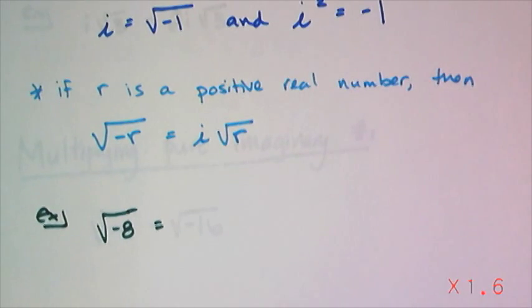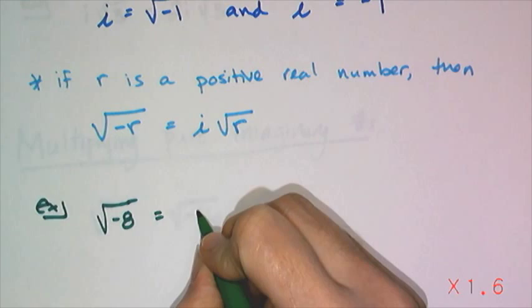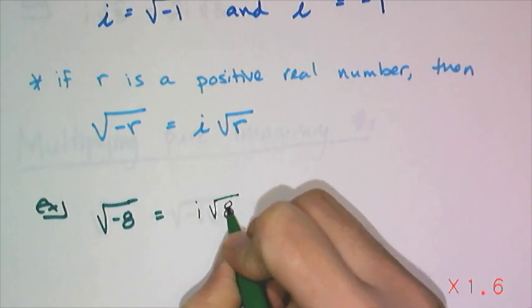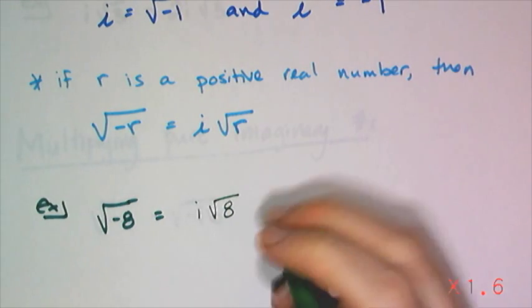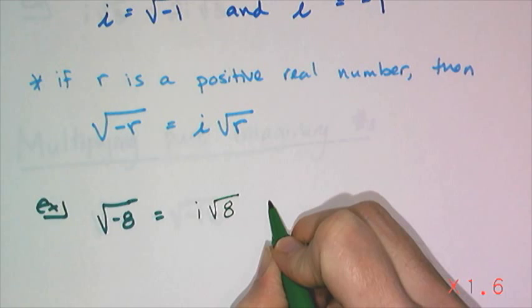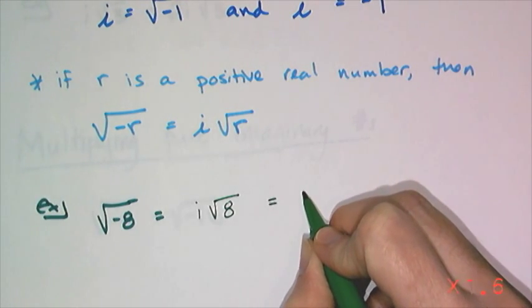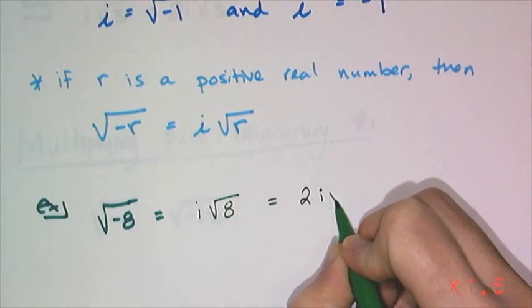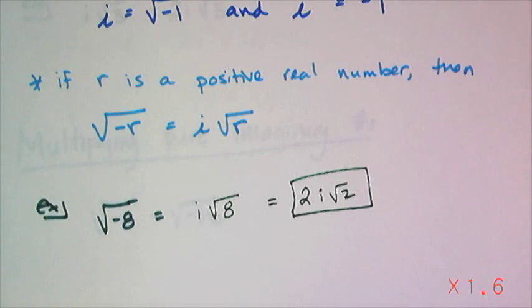So, the square root of -8 can be simplified to i root 8, and then of course that just takes care of the negative under the radical and shows us that we have an imaginary number. But to take this a little bit further, we know that root 8 is 2 root 2, so I'm going to write that as 2i root 2, and that is the simplified version of the square root of -8.